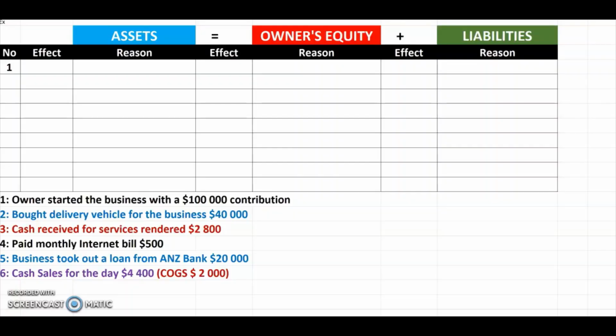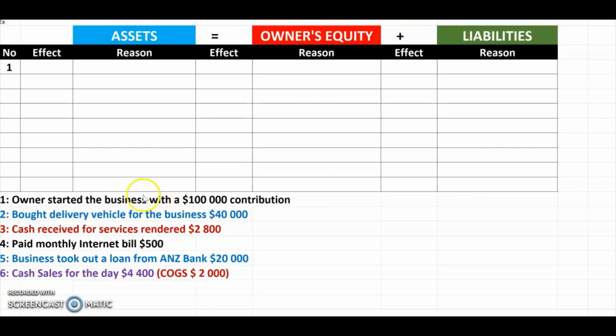In this video, we're going to look at how transactions affect the accounting equation. The equation layout I'm using is assets equal to owner's equity plus liabilities. So let's get started. Below you see transactions, and I'm going to transaction 1, where it says the owner started the business with a $100,000 contribution.